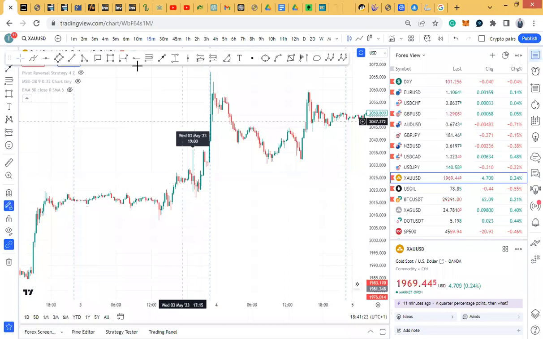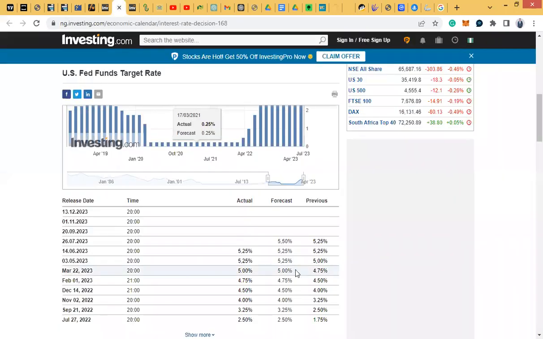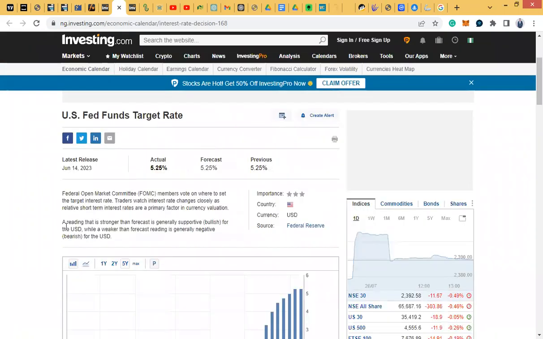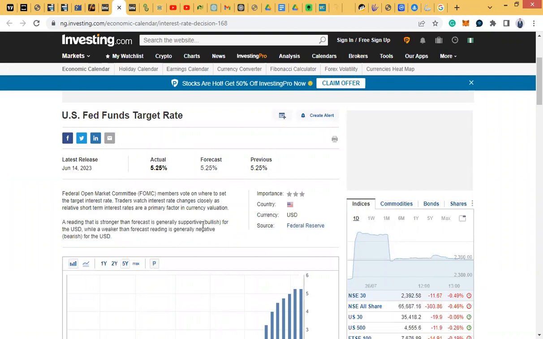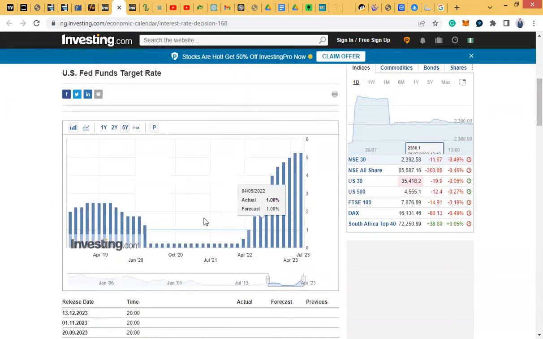It had a spike, but interest rate was increased from 5% to 5.25%, which is making the dollar strong because if you read the fundamentals very well, it says a reading that is stronger than forecast is generally supportive, bullish for the dollar, while a weaker than forecast reading is generally negative, bearish for the dollar. And I realized that interest rate most times goes in one direction. See it over here now.